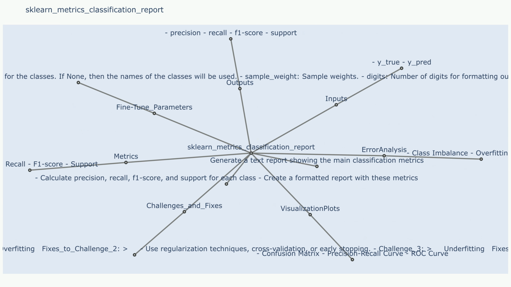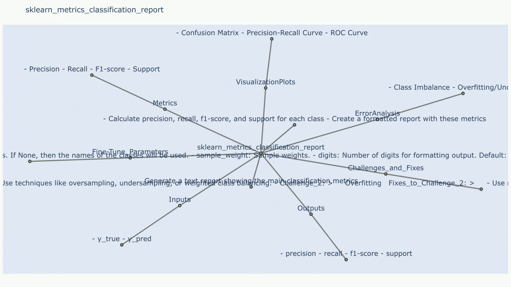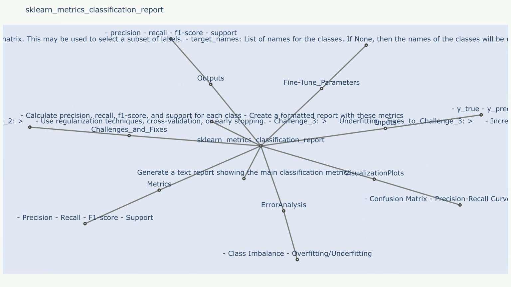Challenge 1. Imbalanced datasets. If the dataset is imbalanced, the classification report may not be a reliable indicator of performance. Sample use case that resulted in challenge 1: a dataset with 90 samples belonging to one class and 10 to another class. Fixes to challenge 1. Use appropriate resampling techniques, e.g., oversampling or undersampling, to balance the dataset before training the model. Use metrics that are less sensitive to class imbalance, such as the F1 score or the AUC ROC.